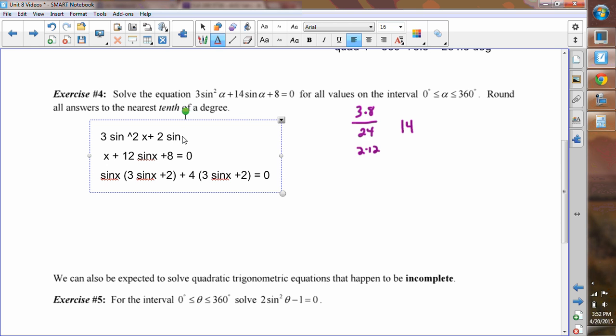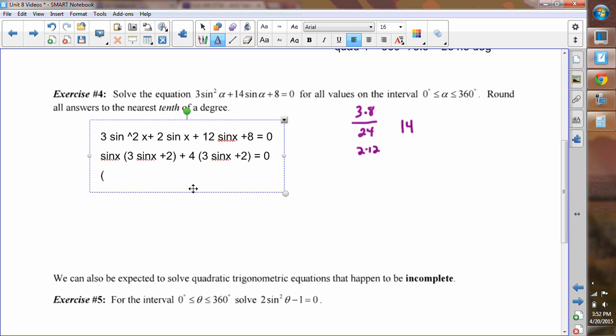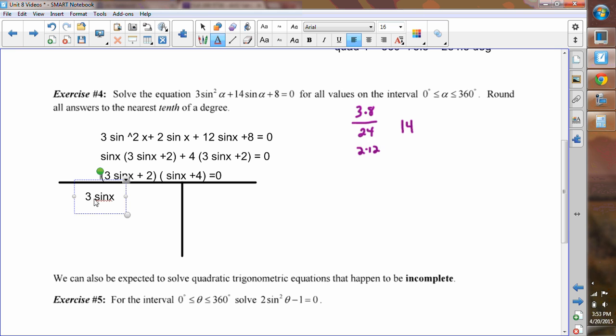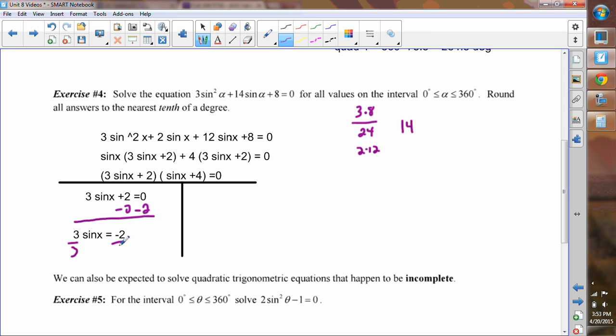Equal to 0. And then in the next line, you're going to factor out the greatest common factor, which is the 3 sine x plus 2. And the other factor is sine of x plus 4 equal to 0. After that, time for some good old tea time. And we're going to solve both sides of the equation. On the left, you get 3 sine x plus 2 equals 0. Subtract 2 from both sides. So then you get 3 sine x equals negative 2. Divide both sides by 3. So that you are left with sine of x is equal to negative 2/3, and you solve that using the reference angles.